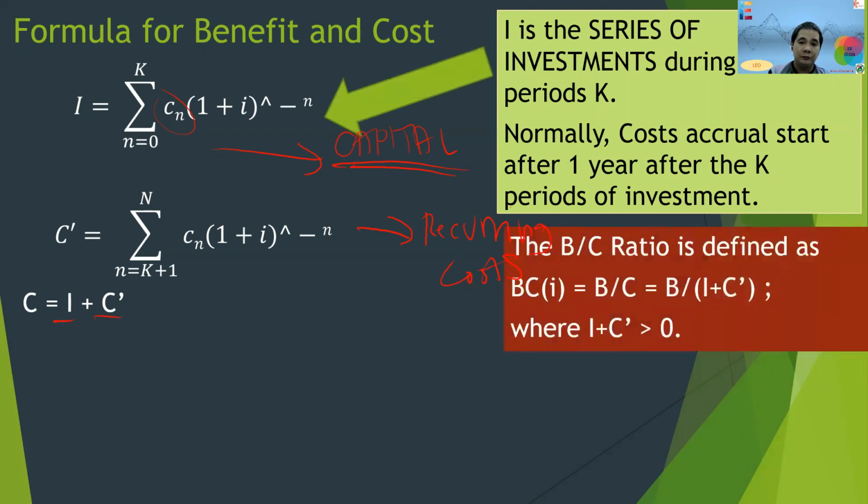So the BC ratio is defined by the formula. BC at a certain interest rate is equal to B divided by C, such that C is equal to I plus C hat, where C is equal to I plus C hat should be greater than 0 for your answer not to be infinity.